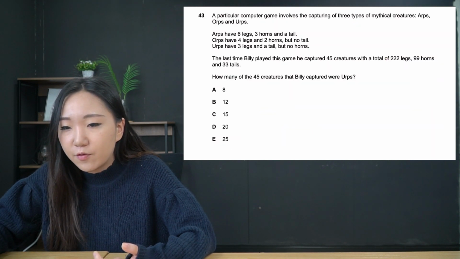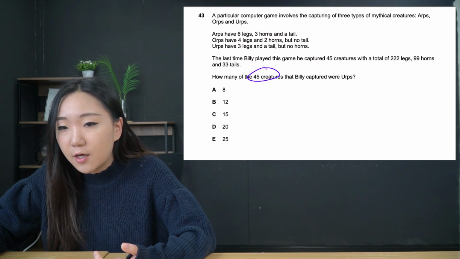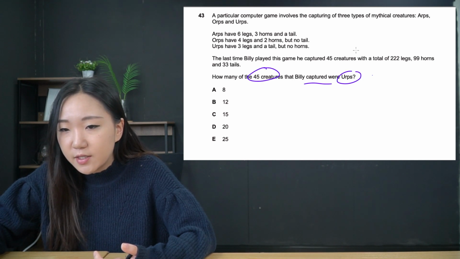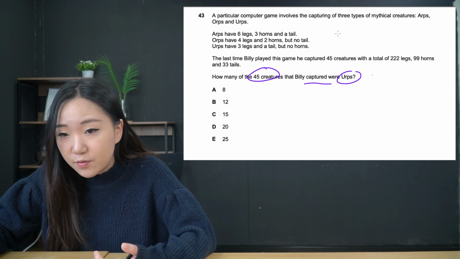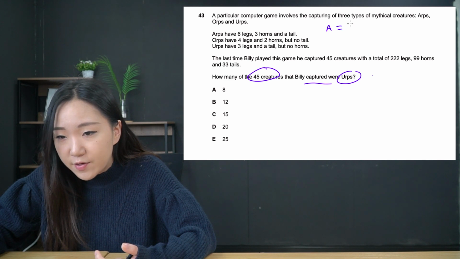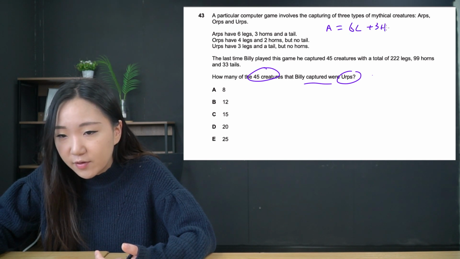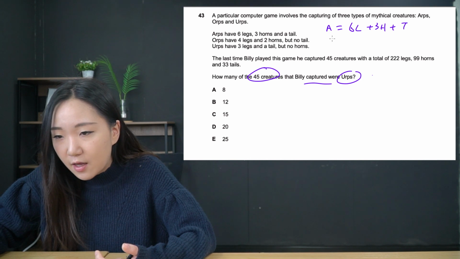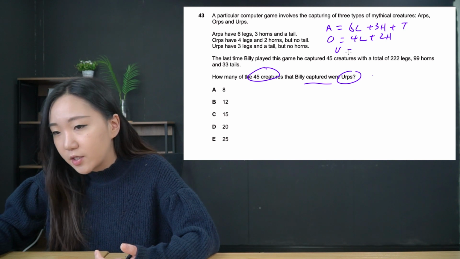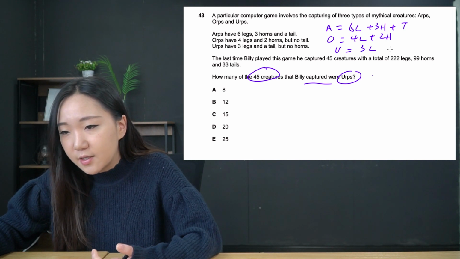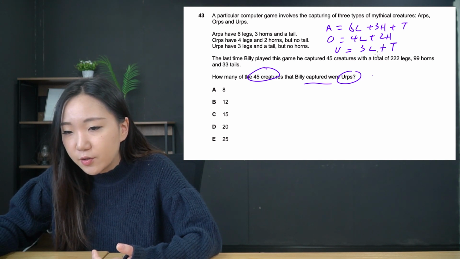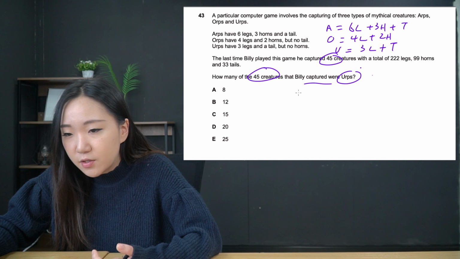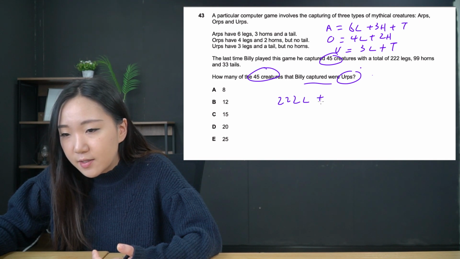Okay, so here: how many of the 45 creatures that Billy captured were ERPs? So we've got a computer game with 3 types of creatures, ARPs, AWPs and ERPs. As soon as I see something like this, what I'm going to do is write it into symbols, because I don't want to have to think about what a tail or horn is. It's not relevant, and it helps you detach yourself from it being a question about something mythical and see it as just basic maths. So he's captured 45 creatures in total, and those 45 creatures have 2L plus 9H plus 3T.